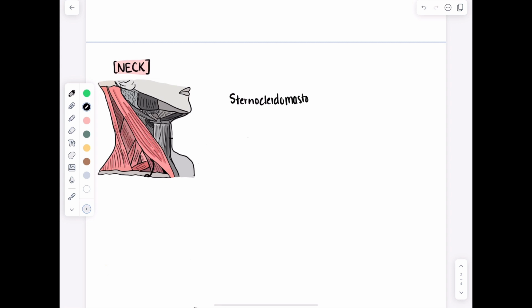sternocleidomastoid muscle. It is named based on its insertion and origin points. So it attaches to the sternum, and it also attaches to the mastoid process, which is right below the ear. Sternocleido meaning clavicle, so it has 2 heads, one attaching to the sternum, one attaching to the clavicle, and it originates at the mastoid. So that is this muscle right here. If you turn your neck and feel that bulging at the side of your neck, that's typically the SCM. SCM is the abbreviation you'll see a lot of times for the sternocleidomastoid.